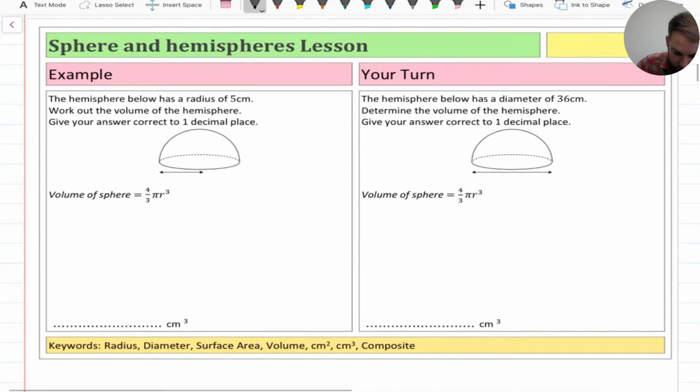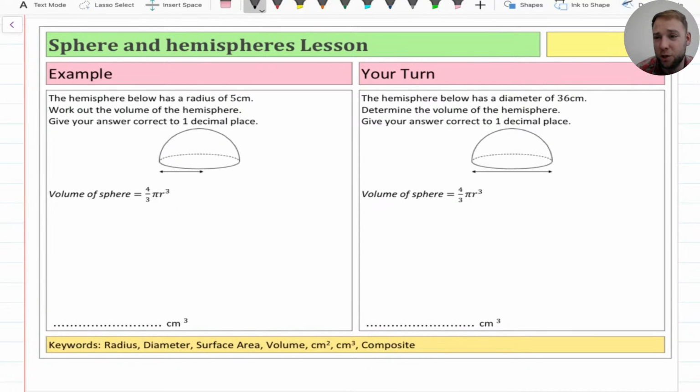Okay, let's have a look at this one now. This is a hemisphere. It's not that much harder, to be honest. The only difference is we know that this is half a sphere. So we'd probably find the volume for a full sphere first, and then halve it.